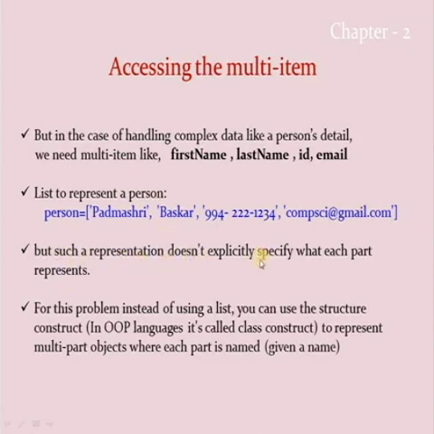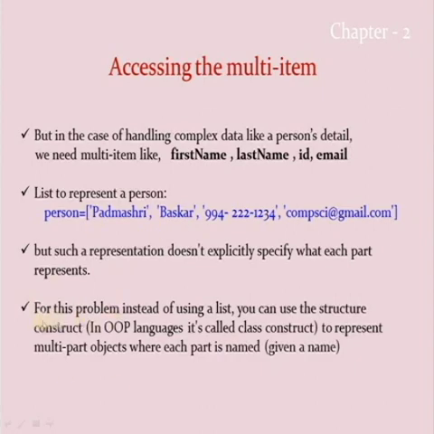The representation does not explicitly specify what each part represents. Meaning is, I cannot tell the user that the first index value 0 is the first name, second index value 1 is the last name. Giving such kind of instruction is not easy and it is not advisable also. So how to overcome this problem?